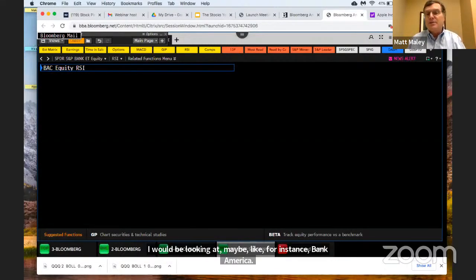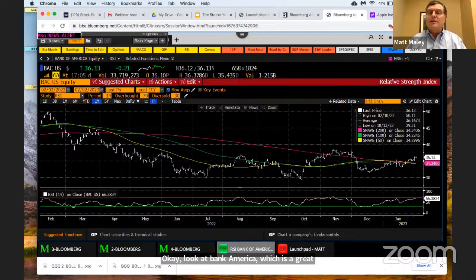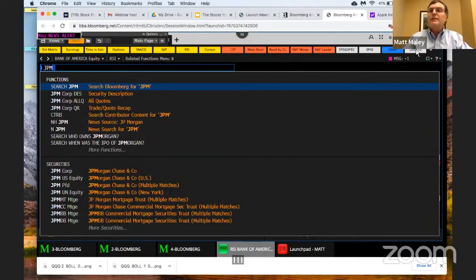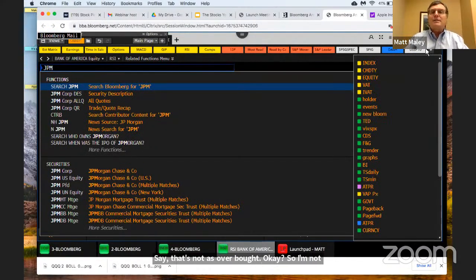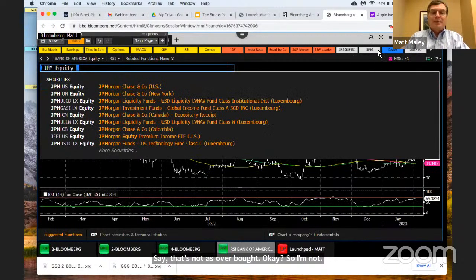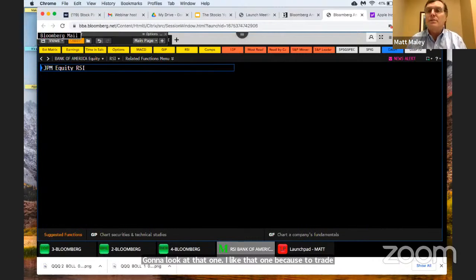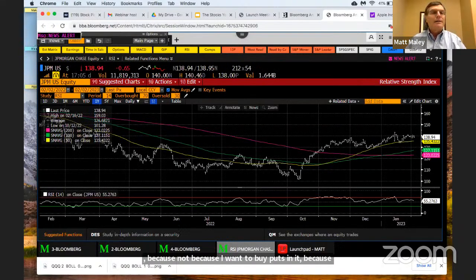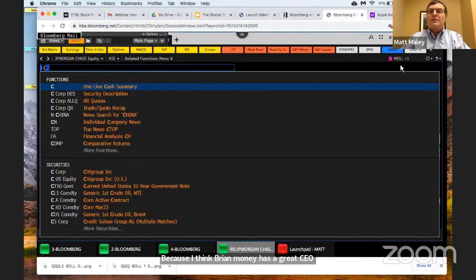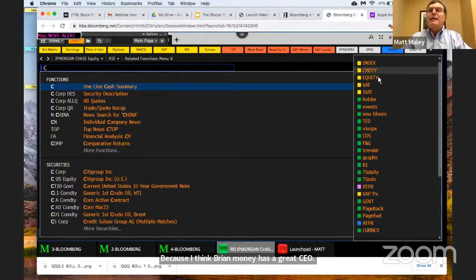Okay, look at Bank of America, which is a great company. Oh, see, it's not really overbought. See, that's not as overbought. Okay, so I'm not going to look at that one. I like that one to trade, not because I want to buy puts in it, because I think Brian Moynihan's a great CEO, but JP Morgan, I don't know about. Must be Citi, must be the ones.